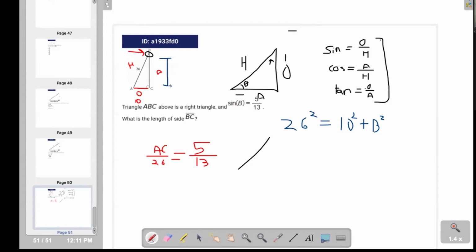And then you can just do this with your calculator. So it's going to be just 26 squared minus 10 squared. And then you can just do the square root of that. And you'll get your answer is 24. If you know how trig works, this shouldn't be too complicated. It's just correlating each side. But if you don't know trig, it's going to be a little bit more confusing.